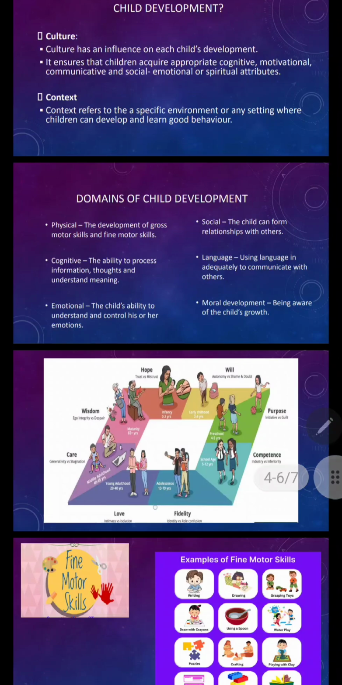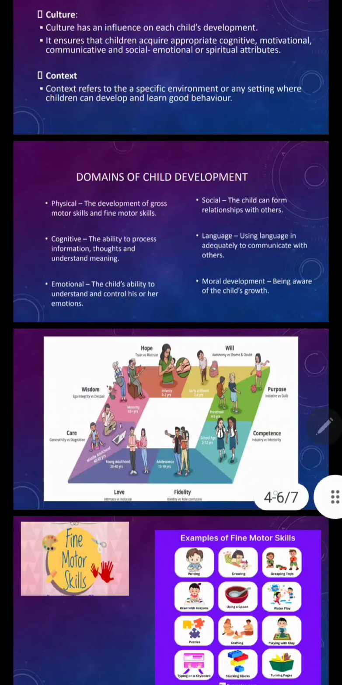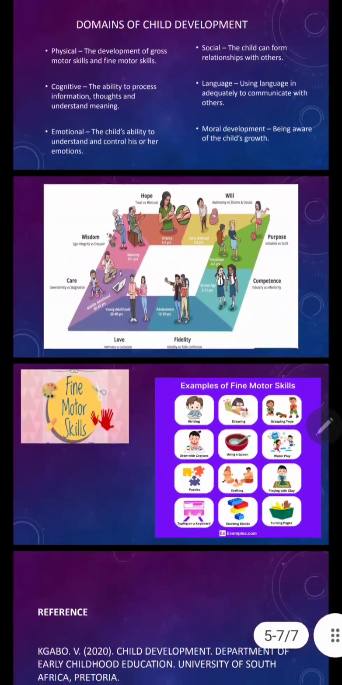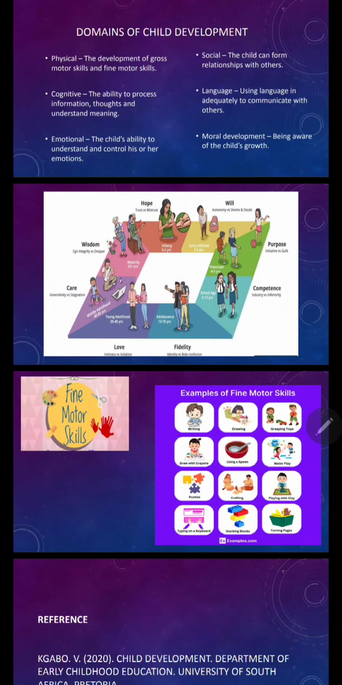And then the other slide discusses the fine motor skills. It is important that each child develops their fine motor skills in terms of writing, drawing, way of using spoons, putting puzzles together, using computers, stacking blocks, reading, turning pages, playing with toys. The last slide contains the reference, the book that I used to get the information about child development.